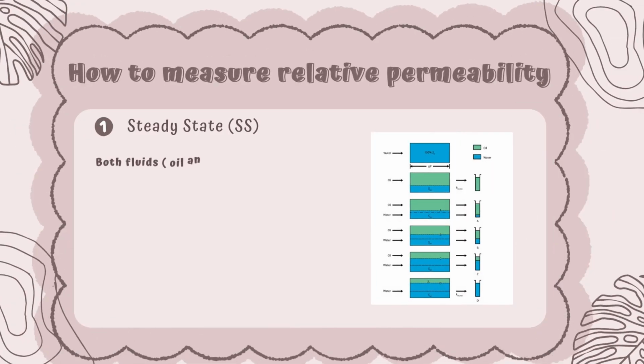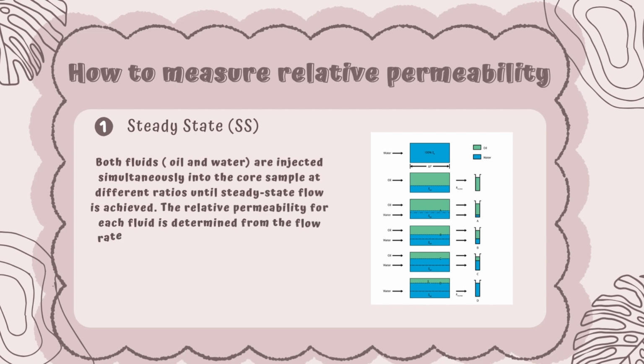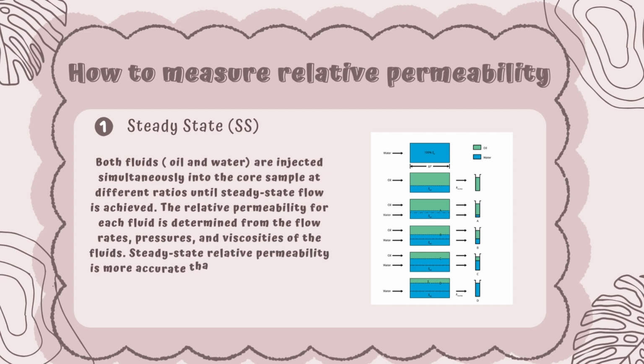There are two methods of measuring relative permeability. The first method is by using a steady state approach. This is when both fluids are injected simultaneously. The flow rates and pressure drop are measured to find the relative permeability. Then, we can calculate relative and effective permeability.